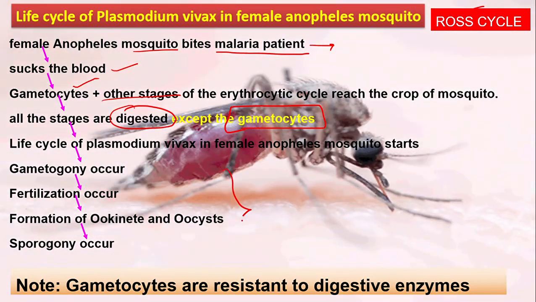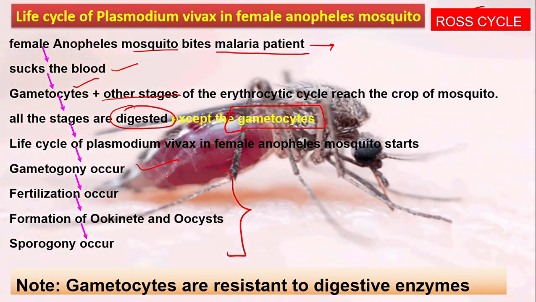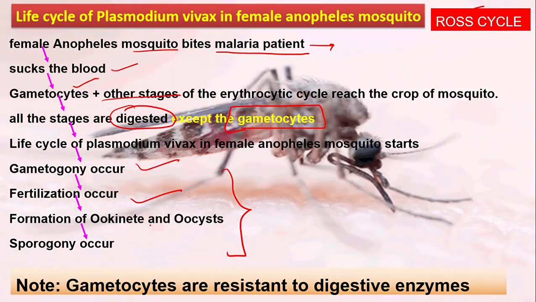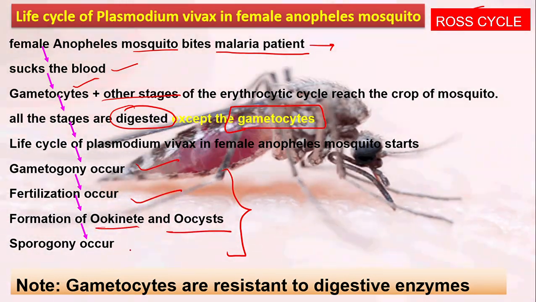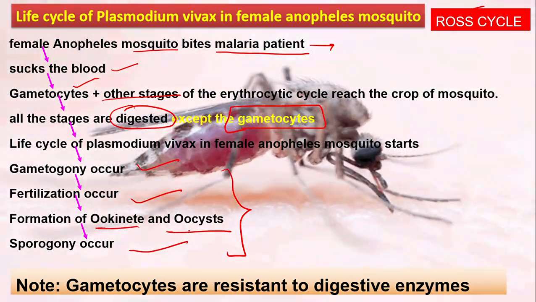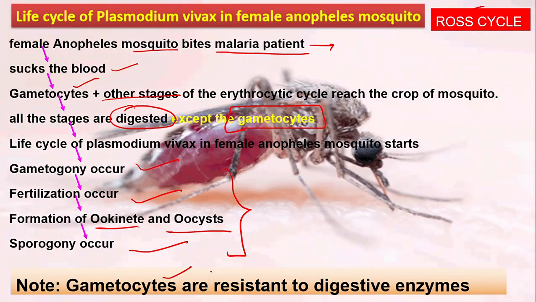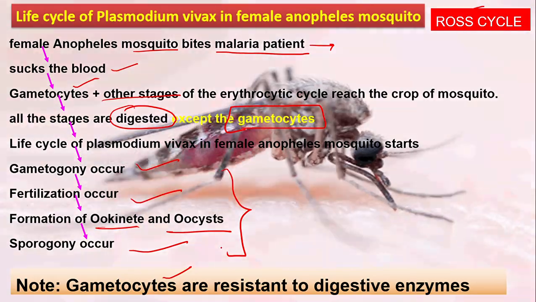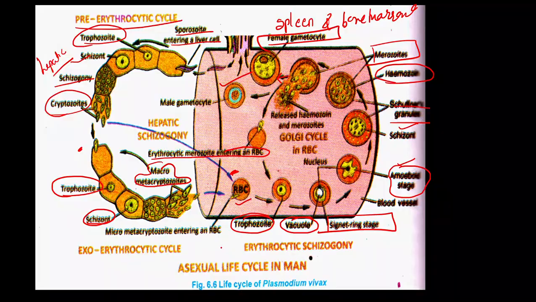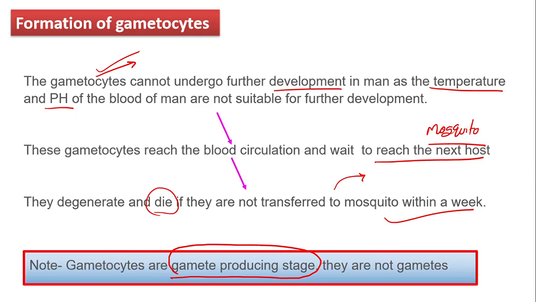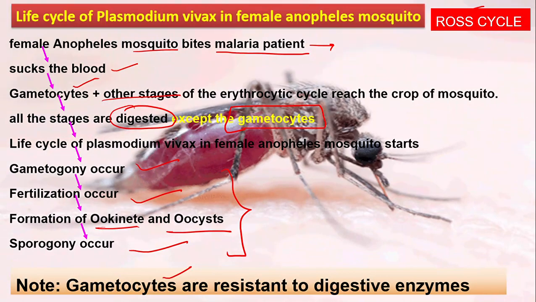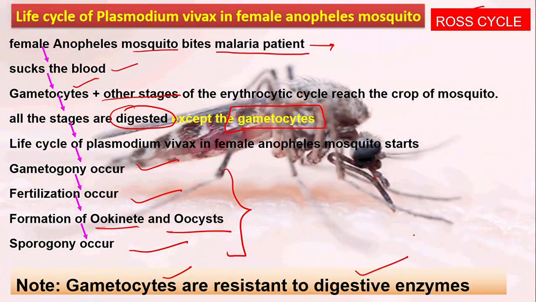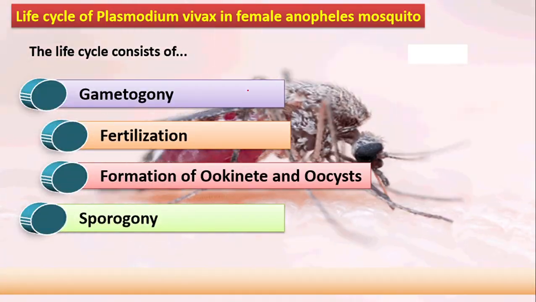Now these gametocytes undergo four processes here. One is gametogony, second is fertilization, third is the formation of ookinete and oocyst, and fourth is sporogony. Now what are gametocytes? A gamete-forming stage, a gamete-producing stage. It is not the gamete itself. It is resistant to the digestive enzymes.